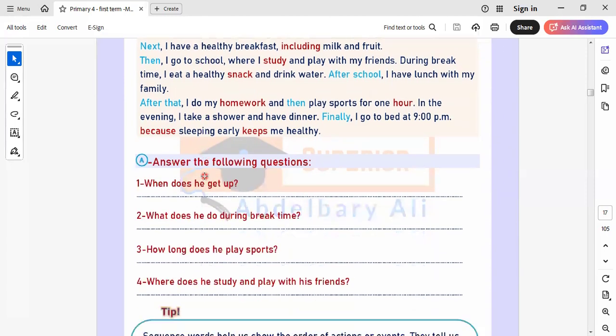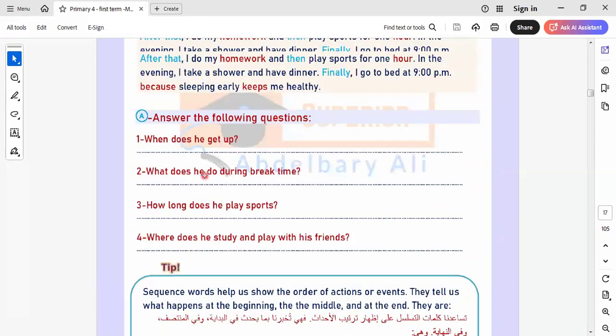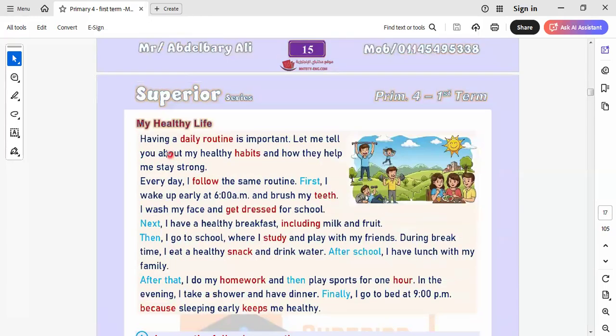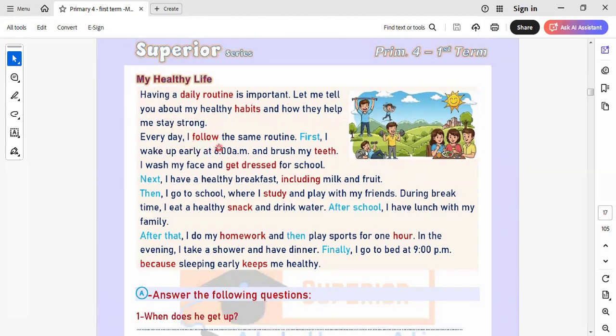So here we talk about healthy habits. I think we took the same thing before in Connect, okay? Having a daily routine is important. Let me tell you about my healthy habits and how they help me stay strong. Every day I follow the same routine. First, there is the arrangement of things that we do.